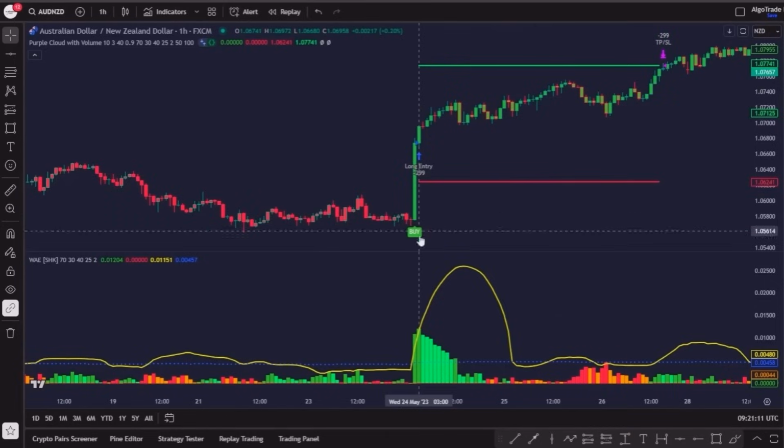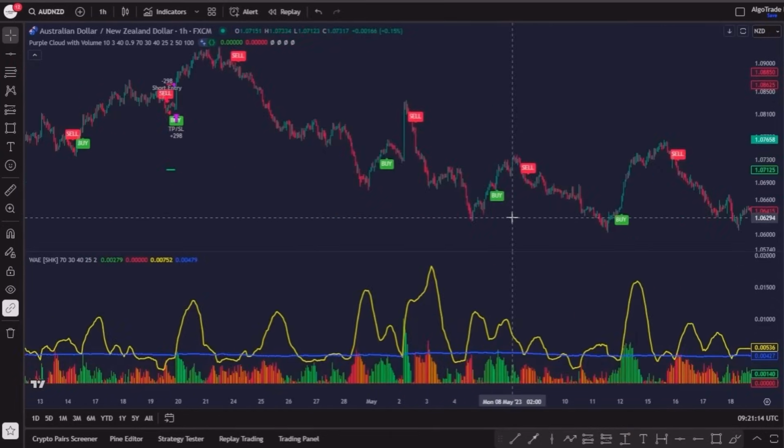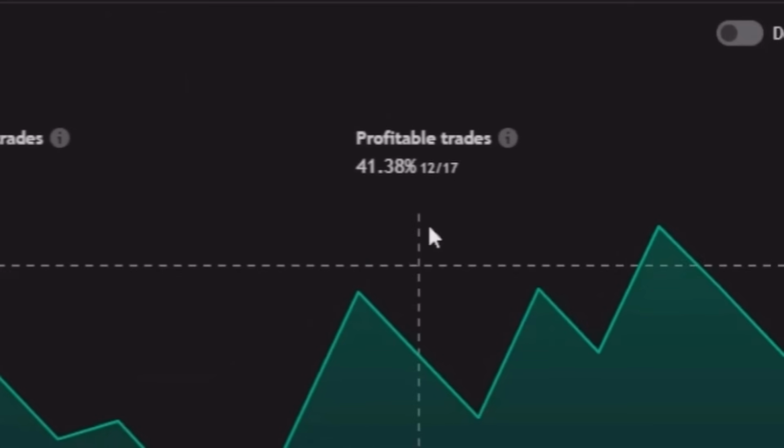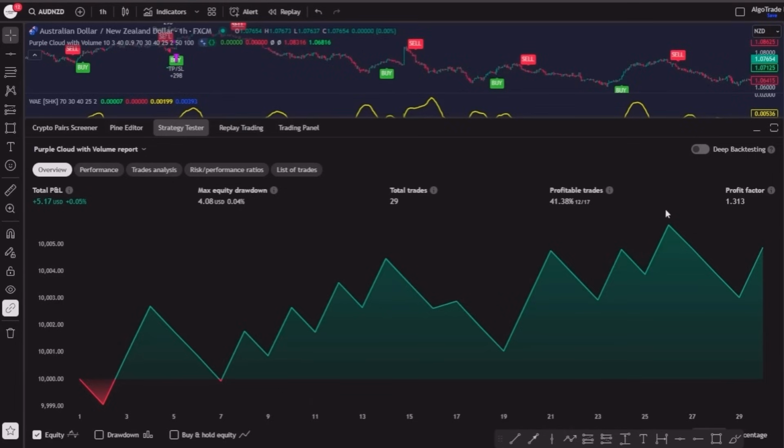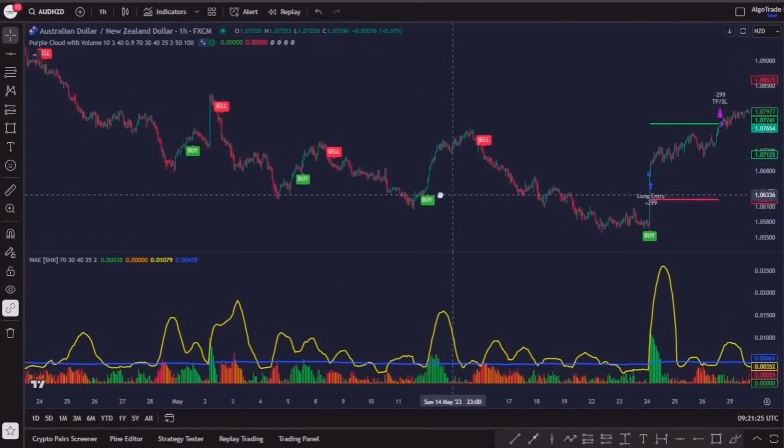And here's the exciting part. With these optimized settings, the win rate jumps to over 41% and the profit factor even outperforms what we got with the volume oscillator, making this version our best one so far.